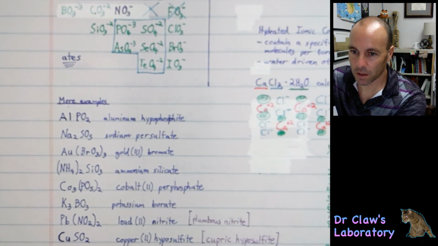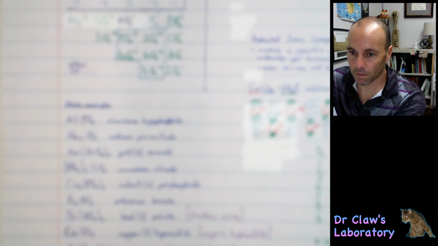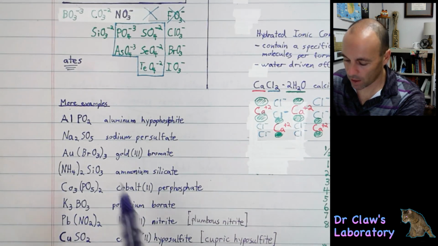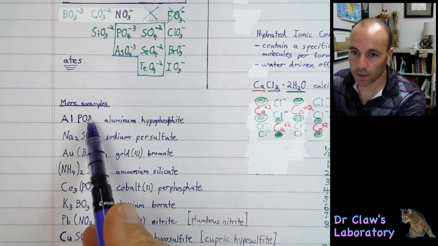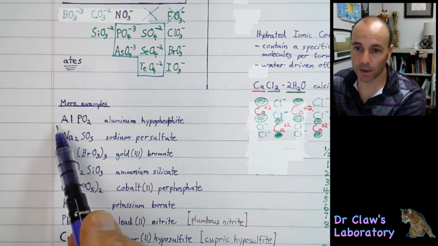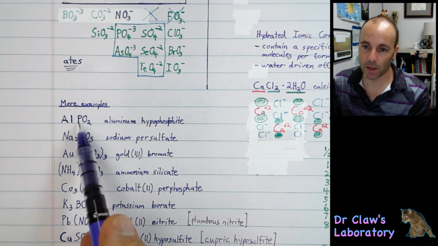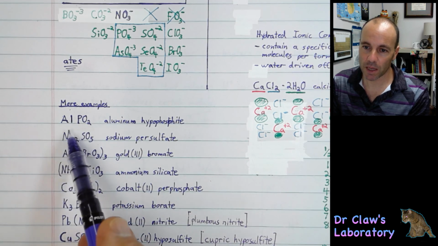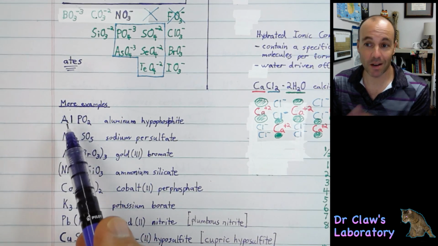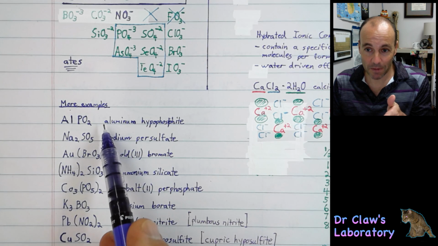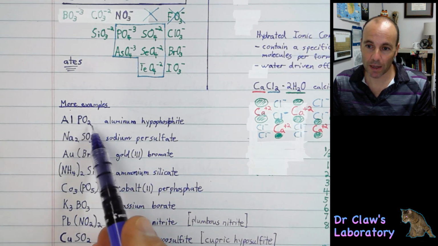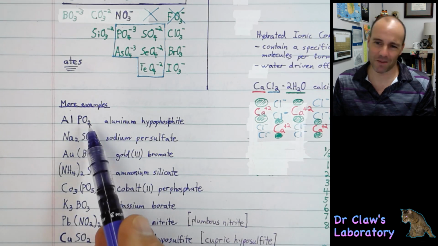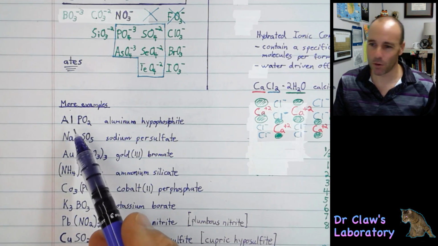Compounds right here. AlPO2. Now this looks like definitely an ionic compound because you have metal and non-metal. Aluminum is a +3 charged ion always. So the name of that is aluminum. And so this must be a PO2 minus 3. And what is this? Phosphate, phosphite, hypophosphite?